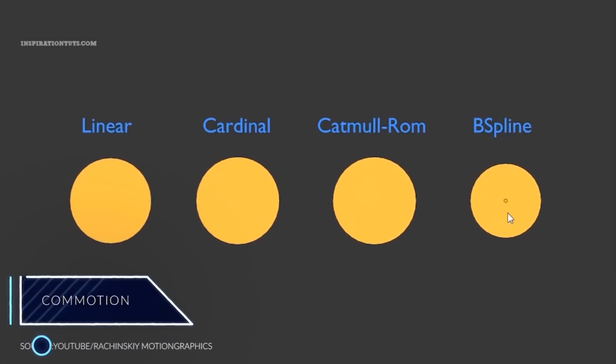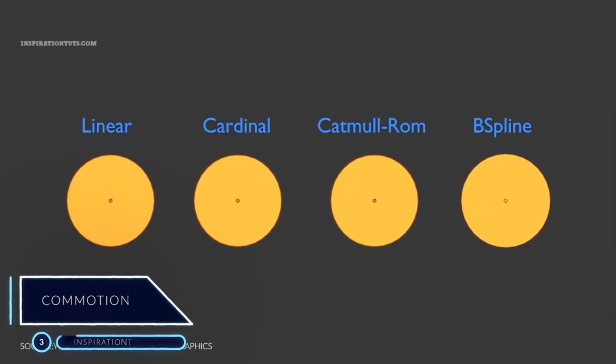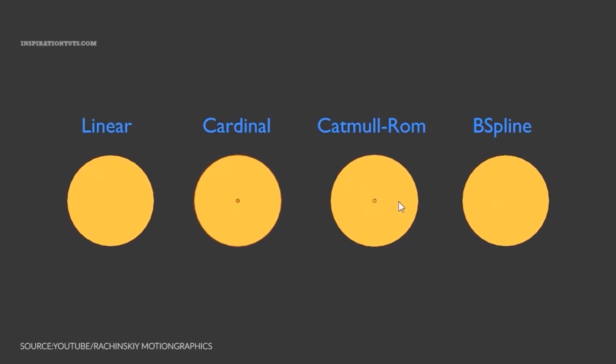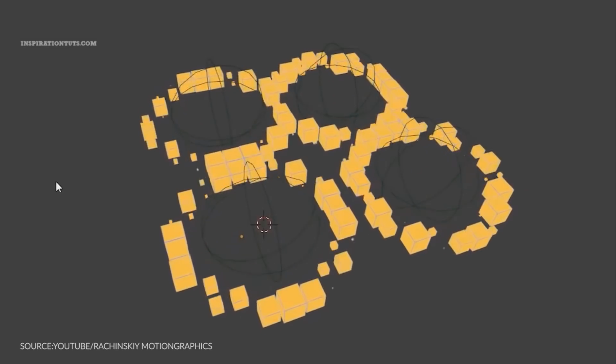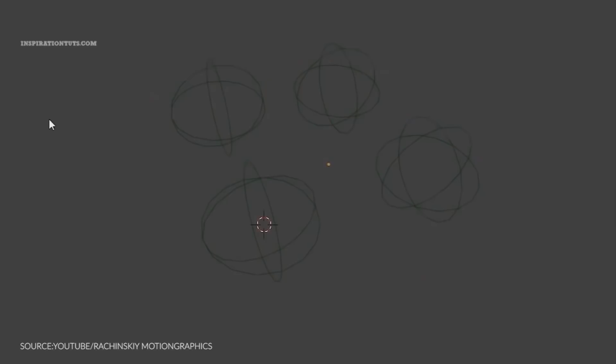Number 3, Commotion. Commotion is a Blender add-on specifically created for motion graphics. It can be used to create offset animations for multiple objects using different sorting methods. It works both with F-curves and NLA strips, and you can even copy and link animations between objects.